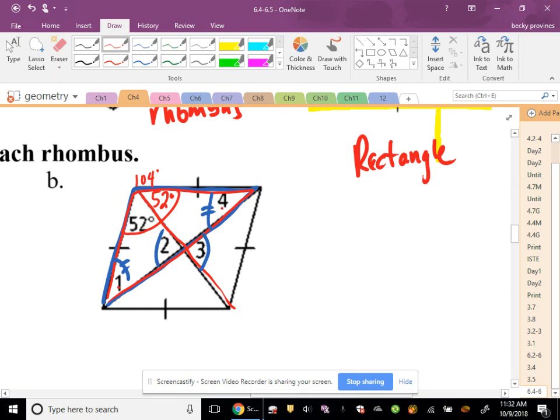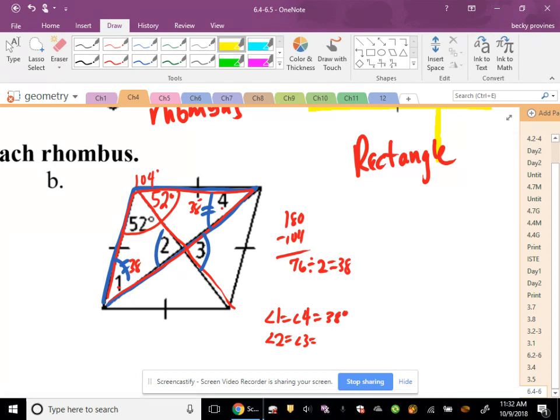We can figure out angle 1 and 4 from that by taking 180, subtracting 104, which is 76, and then dividing 76 by 2, since angle 1 and angle 4 are both equal in measure. So 76 divided by 2 is 38. All right, angle 1 equals angle 4, which is 38 degrees. Okay, so let's find angle 2 and angle 3 next. We know they're both going to be the same. So let's just zero in on this yellow triangle.